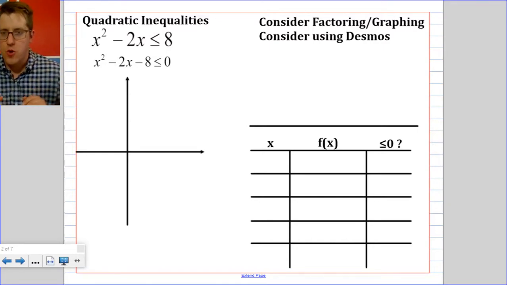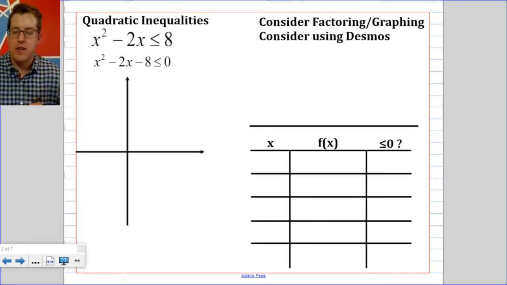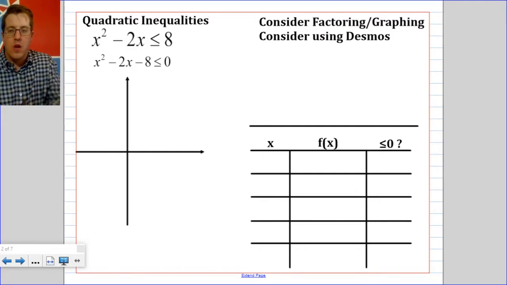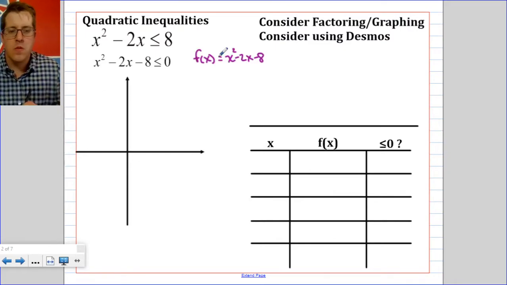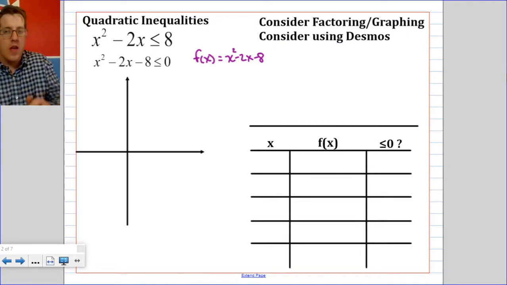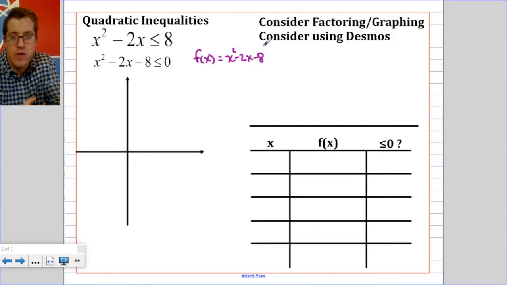So you want to start by looking at the zeros of the left side of this inequality. I'm going to refer to the left side of this inequality like the function f of x. I'm going to think of the left side of this inequality as this function f of x. And I'm going to find the zeros of that function. And you can find the zeros of that function by factoring, by using the quadratic formula, by graphing, etc.